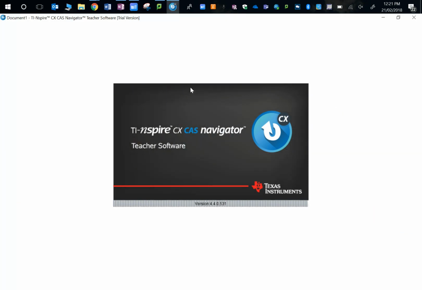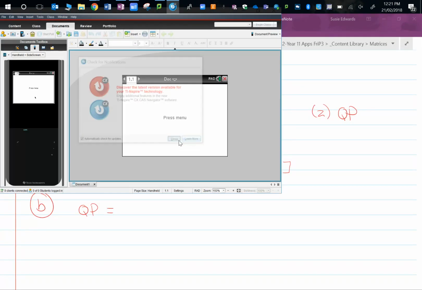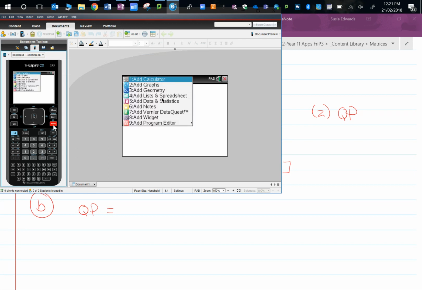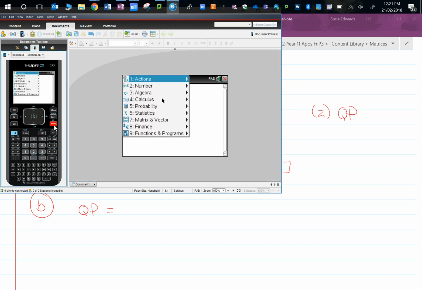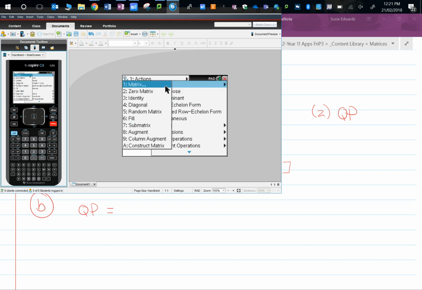Go into Menu. So we go menu. Oh, hang on, first we've got to add a calculator. Menu, 7, so matrix and vector, and then create a matrix. Now, just as a tip, the things you're going to have to use in your investigation, some of them are in here and also some of them are in here. So just always think 7, 1, and then you should be able to find your answers as well, okay?